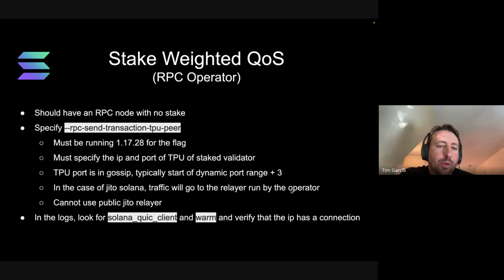Okay, so from the RPC operator side, first of all, you want an RPC node that has no stake. You want to specify the RPC send transaction TPU peer flag. This flag is new as of 1.17.28, so if you're running an older version of an RPC, you need to upgrade to get the flag. You're specifying the IP and port of the TPU of the staked validator. So this might be a bit confusing. The TPU port address is the, sorry, I forget the name of the, let me look up the docs real quick.